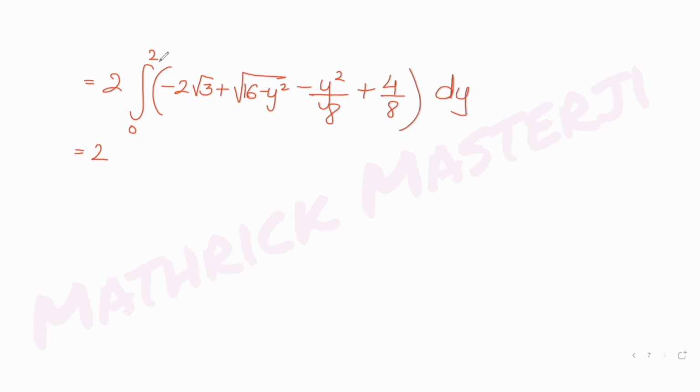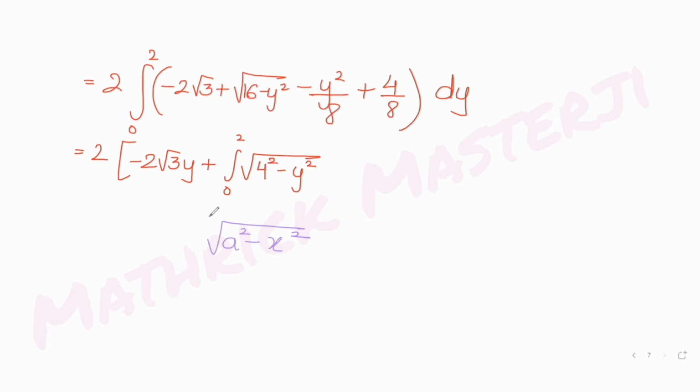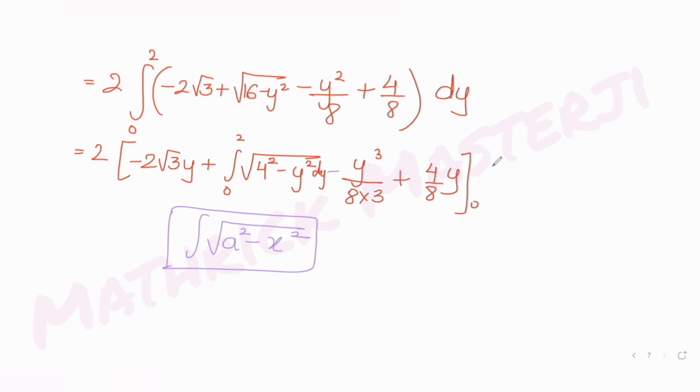So 2 times, if I apply the integral here from 0 to 2, minus 2 root 3 becomes minus 2 root 3y, plus the integral from 0 to 2 of root of 16 minus y square, which I can write as 4 square minus y square. So we'll use the idea of the integral of root of a square minus x square. We'll use that formula, minus, and applying the integral here it becomes y cube over 8 into 3, plus 4 over 8y, with the limits applied from 0 to 2. First, let's find the integral of this function.